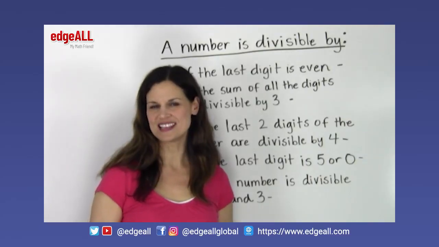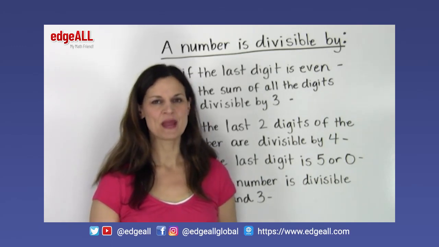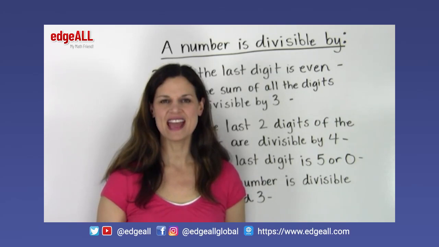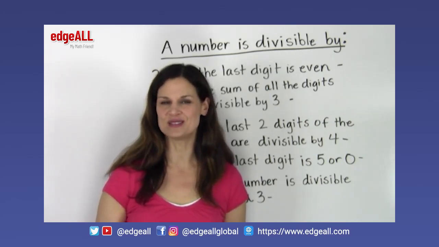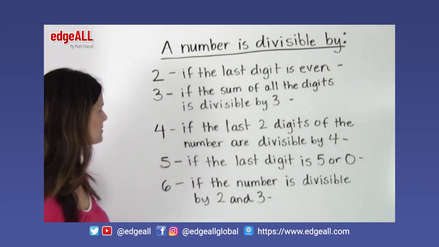There are some rules that will allow you to find if a number is divisible by a single digit number. These are called divisibility rules, and knowing these rules will help you solve some of your problems faster. So let's look at a few of these rules.